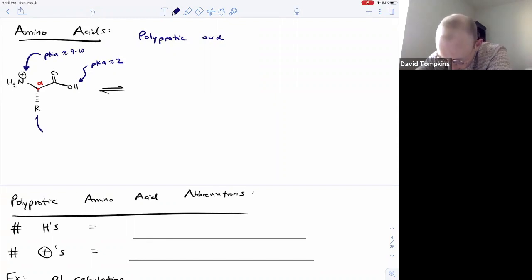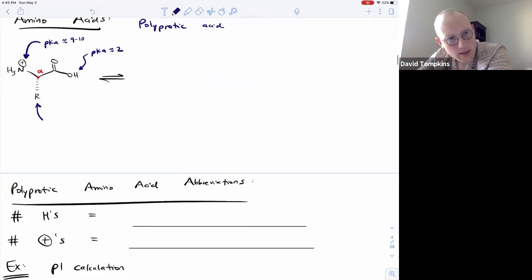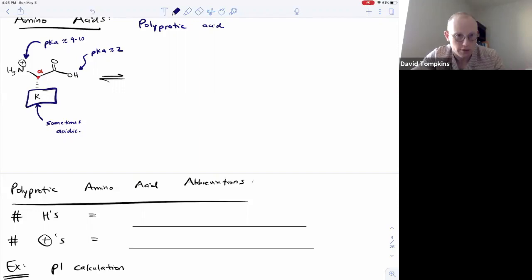Sometimes the substituent chain has a third pKa. But not always. So there are 20 amino acids that are naturally occurring, and you don't need to know any of the structures by heart. You'll be given the structures. But of those 20, about 7 of them have an acidic or ionizable side chain. And the part that differs between the 20 is just what this functional group is.